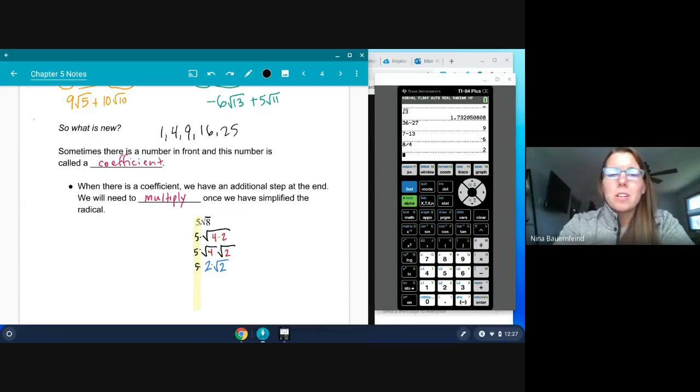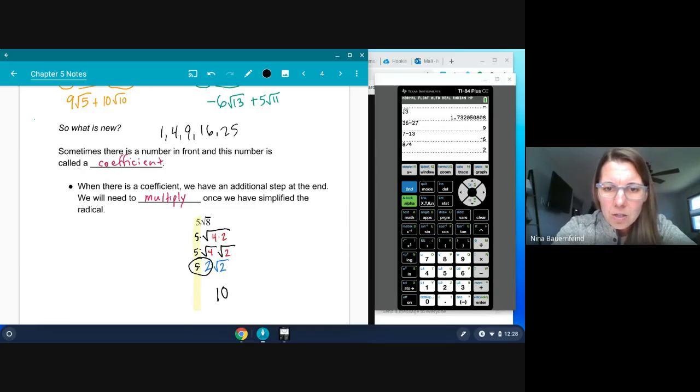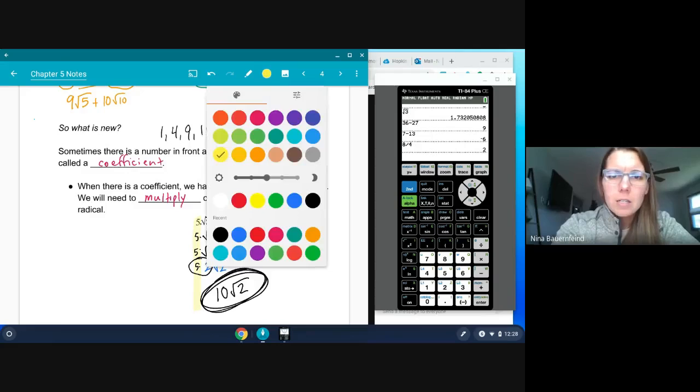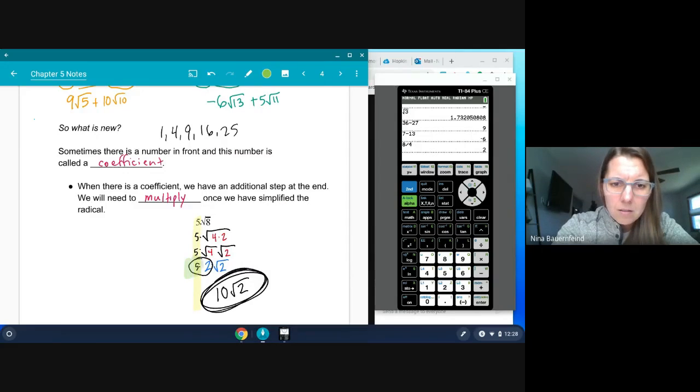Okay. So the last step that we have to do, and this is the one new piece, is after we get this blue answer, we need to take 5 times 2. And the final answer is going to be 10 square root 2. So again, that last step is to multiply these 2 numbers.